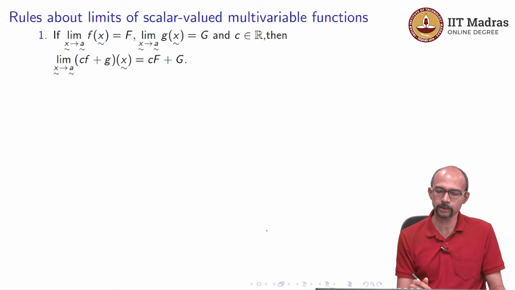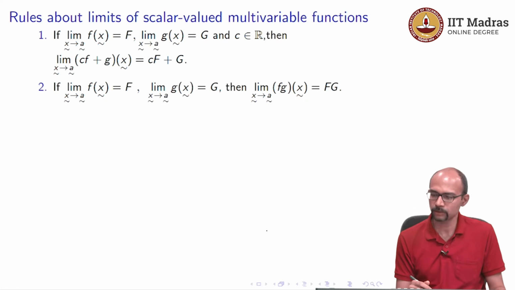Similarly, you can take c is minus 1, and that will say that if you take the difference of the functions and take the limit, that is just taking the difference of the limits. You can just take the function g is 0, and in that case this is saying c times f limit, you can take the c out. Okay.